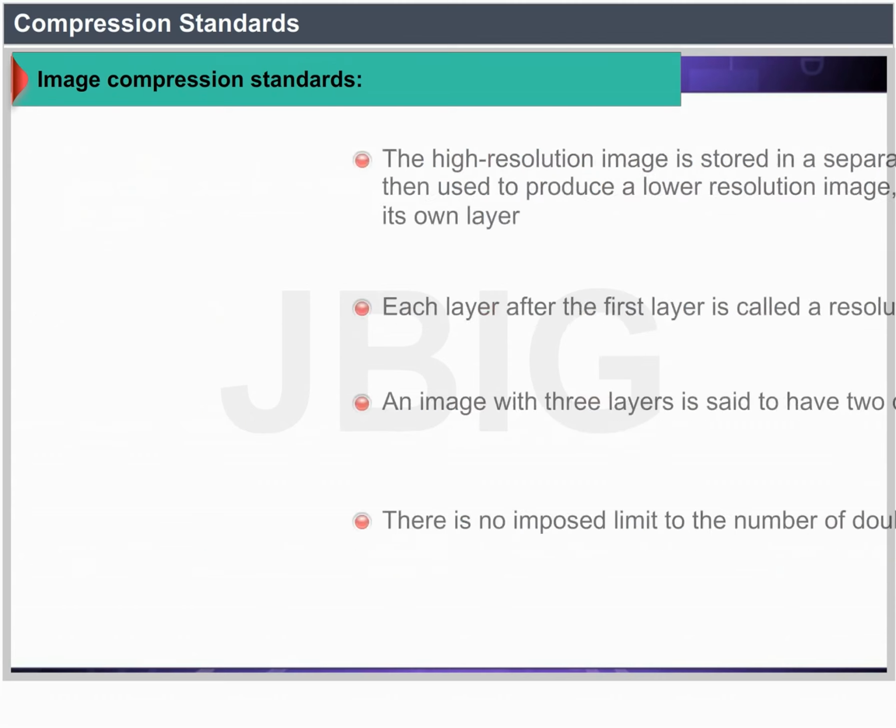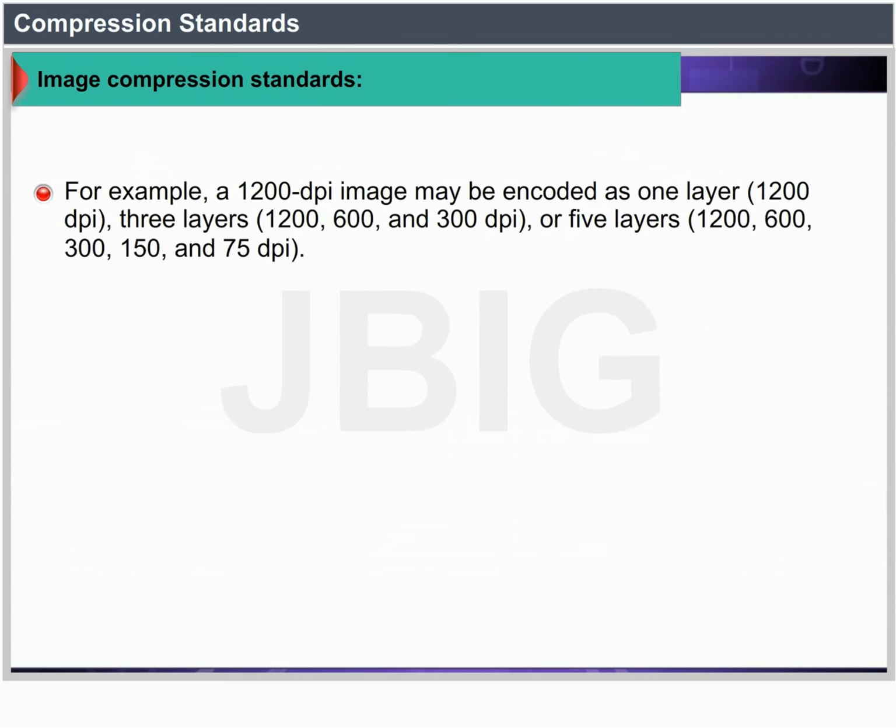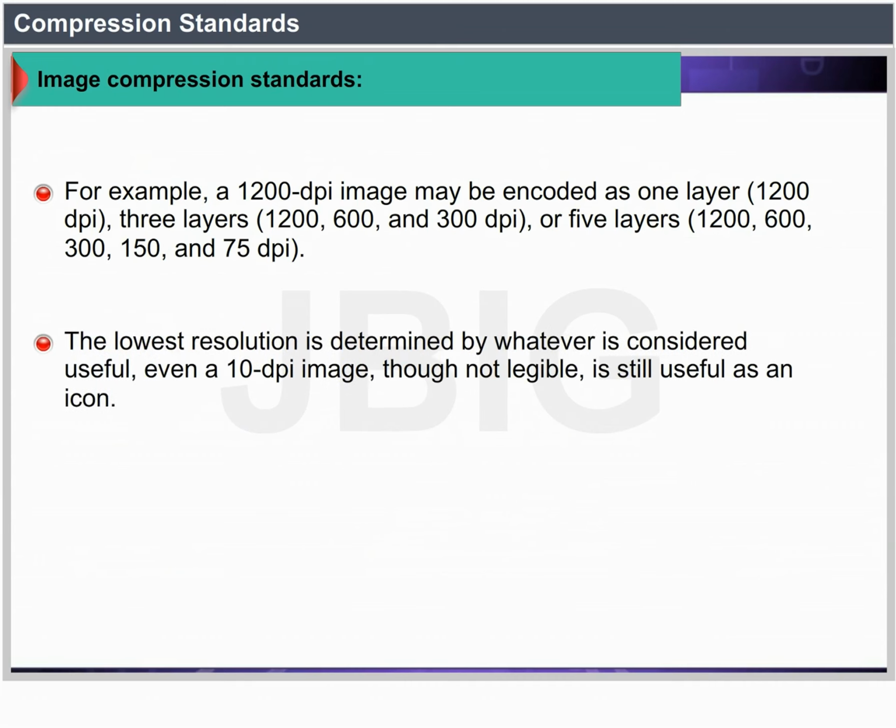For example, a 1200 dpi image may be encoded as 1 layer at 1200 dpi, 3 layers at 1200, 600 and 300 dpi, or 5 layers at 1200, 600, 300, 150 and 75 dpi. The lowest resolution is determined by whatever is considered useful. Even a 10 dpi image, though not legible, is still useful as an icon.